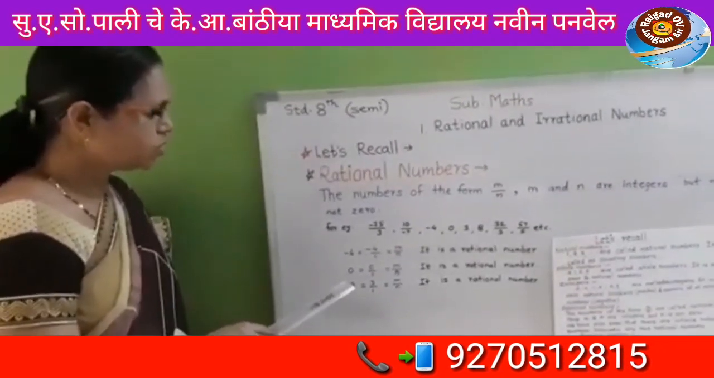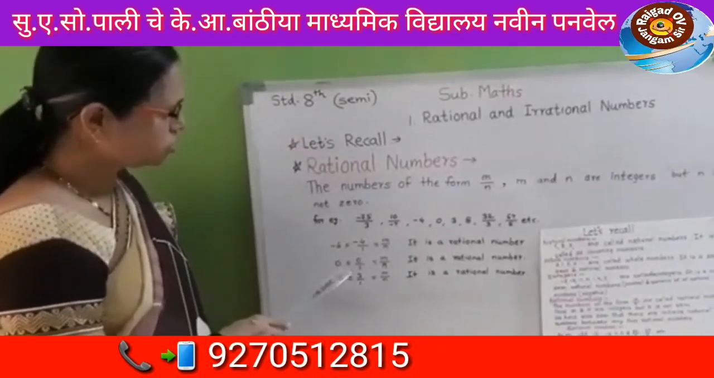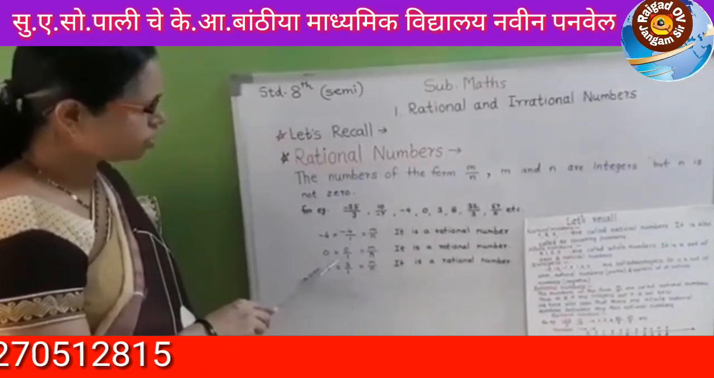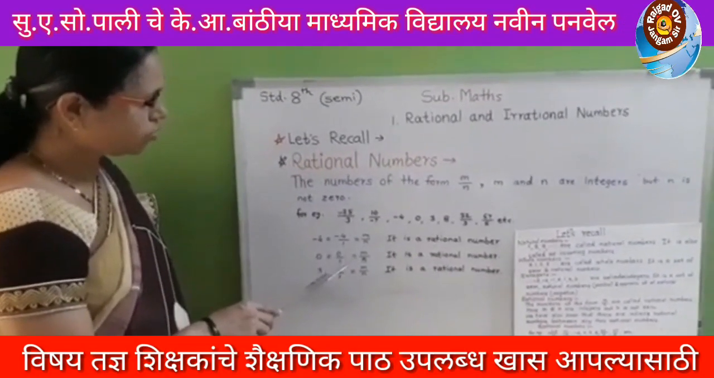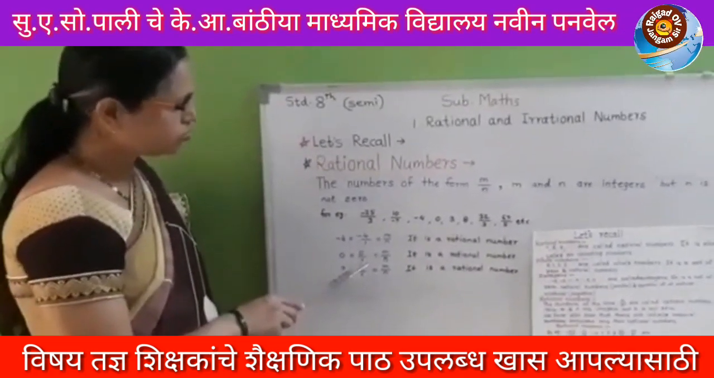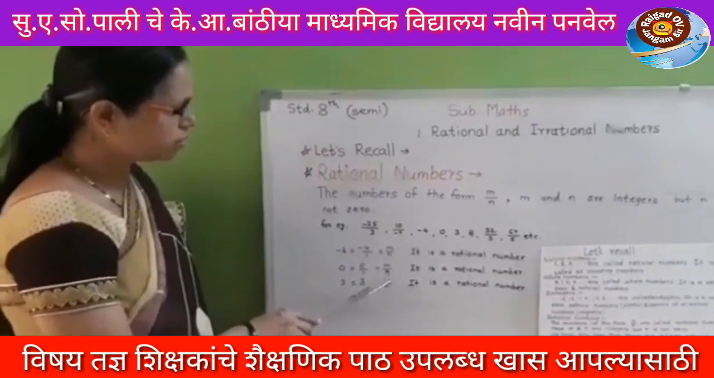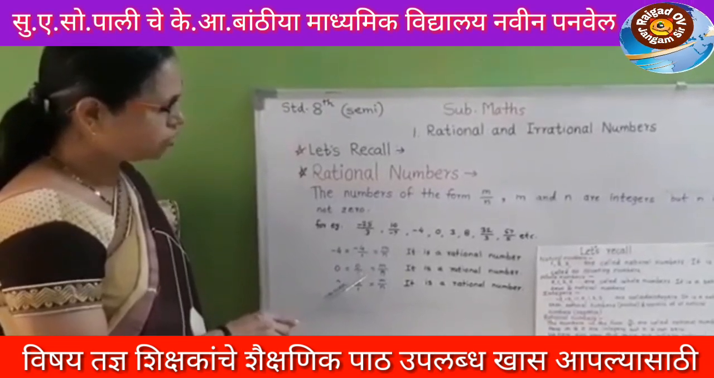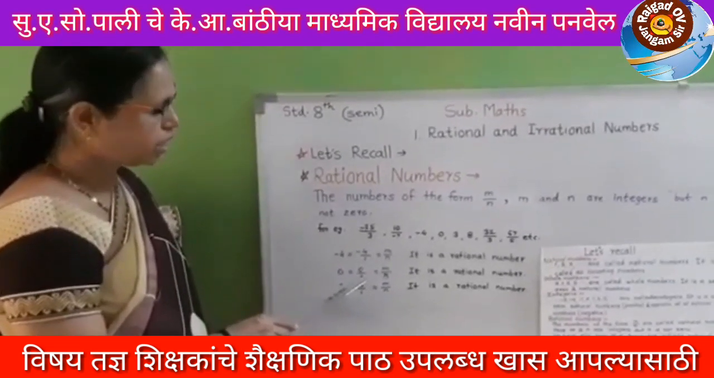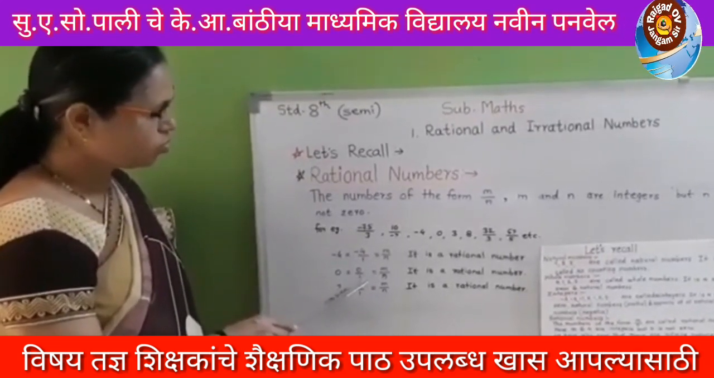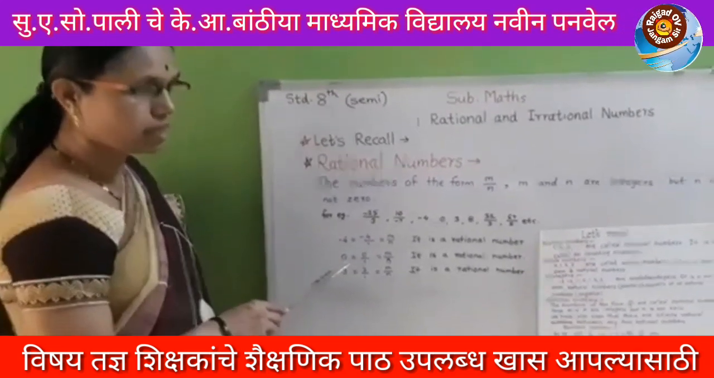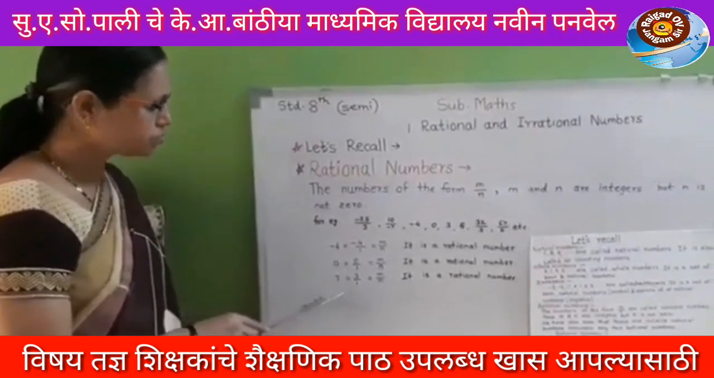Next example, 0. Is 0 a rational number? 0 can be written as 0 by 1. This is in the form of m by n. 0 and 1 are integers and n is not equal to 0. Therefore 0 is a rational number.